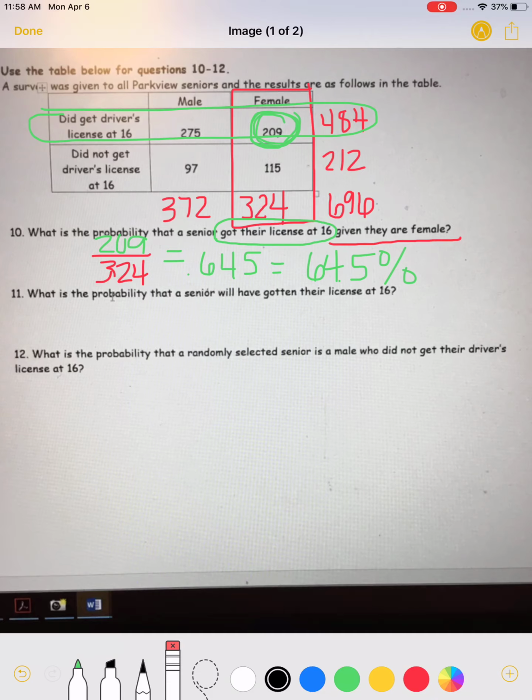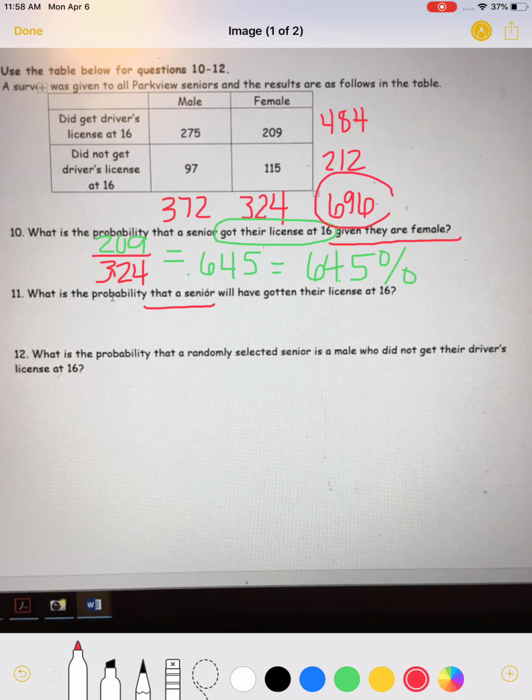Okay. Number 11. What's the probability that a senior will have gotten their license at 16? Okay. So the probability that any senior who took the survey, that a senior, remember only seniors took this survey. So out of all of the seniors, any senior who took the survey, so our sample is all of them, 696. So out of everyone who took that survey, they want to know the probability they would have gotten their license at 16.